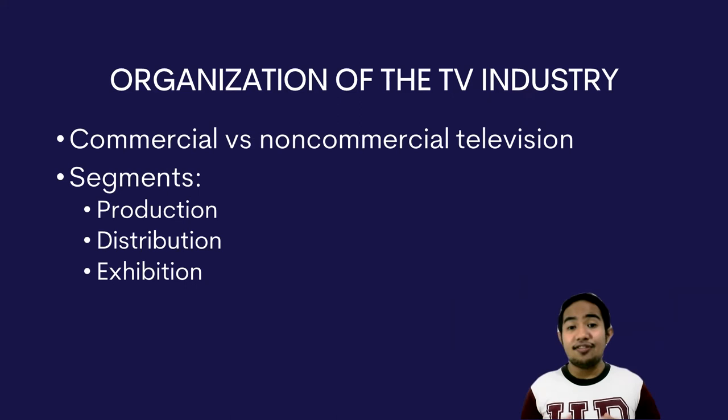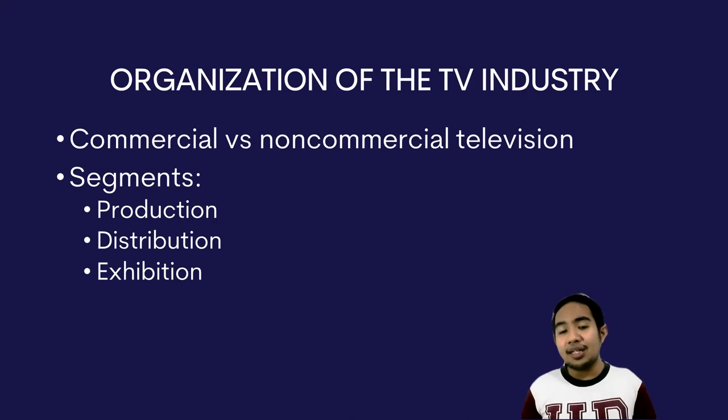So how is the television industry organized? The commercial television system consists of all local stations whose income is derived from selling time on their facilities to advertisers. Non-commercial television consists of stations whose income is derived from sources other than the sale of advertising time.